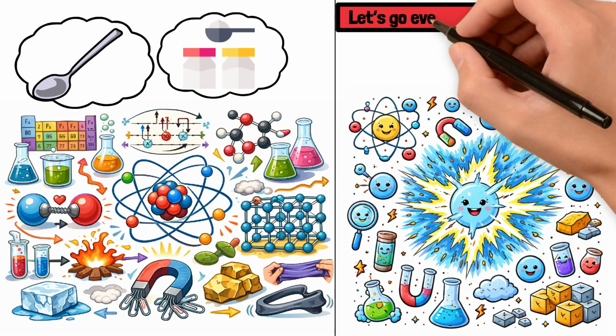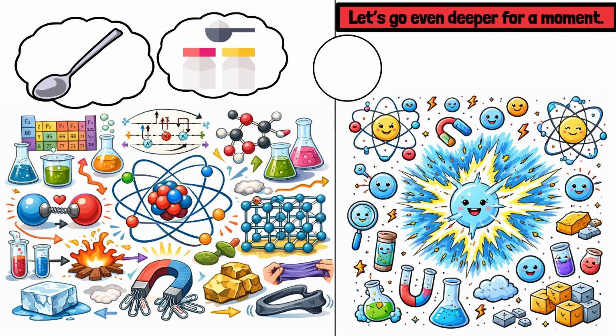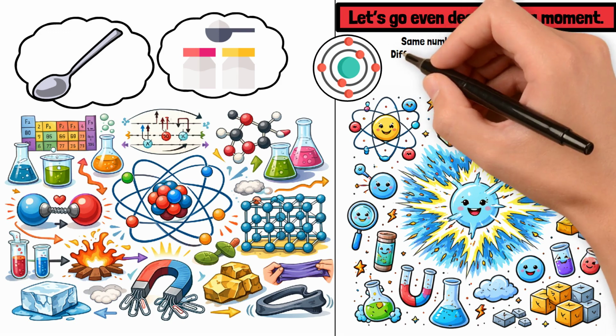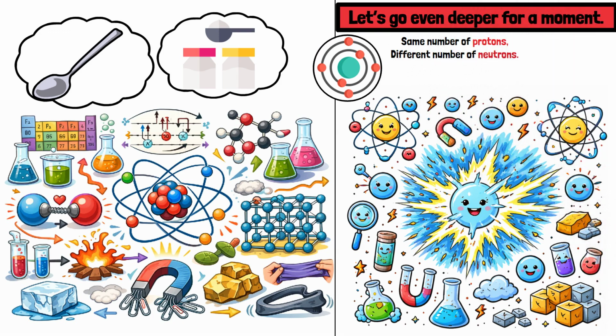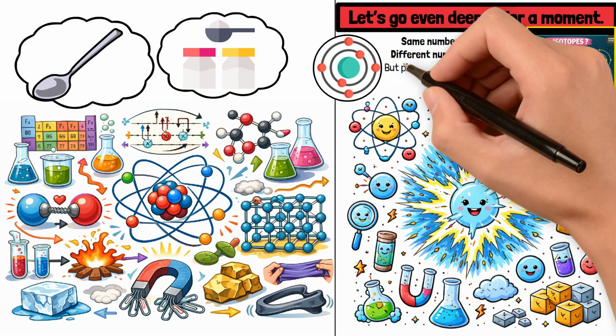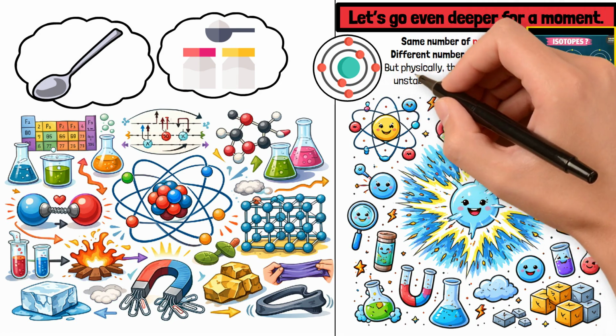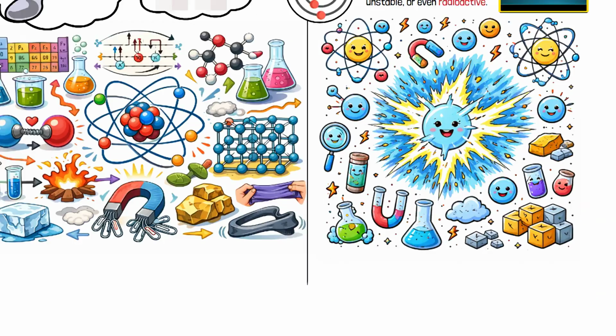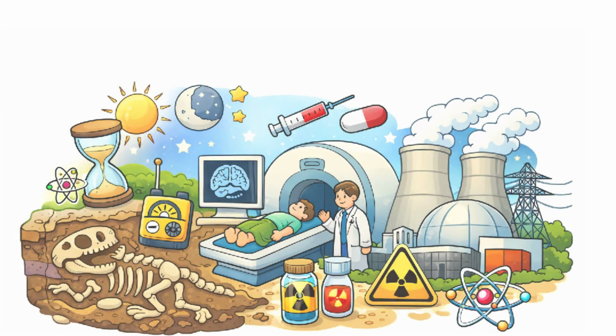Let's go even deeper for a moment. Atoms can exist in hidden versions called isotopes. Same number of protons, different number of neutrons. Carbon always has 6 protons, but some carbon atoms have 7 neutrons, some have 8. Chemically, they behave almost the same, but physically, they can be stable, unstable, or even radioactive. These isotopes help us date fossils, diagnose diseases, and even power certain types of energy.